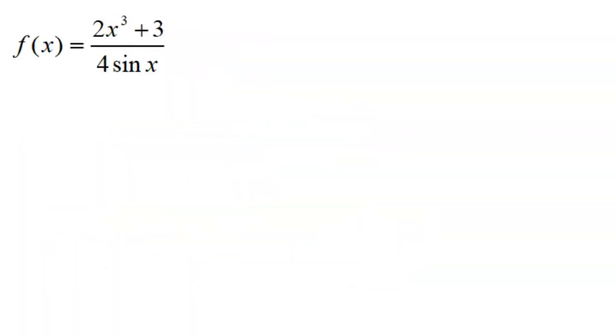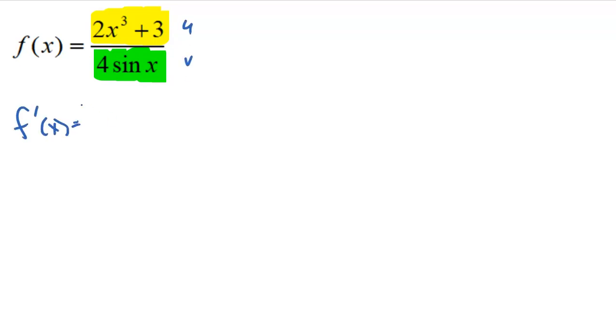All right, one more problem for your entertainment here. Once again, I have a numerator, 2x cubed plus 3, denominator, 4 times sine of x, and I have my u, got my v. Let's dive into finding f prime of x, the derivative of this function.